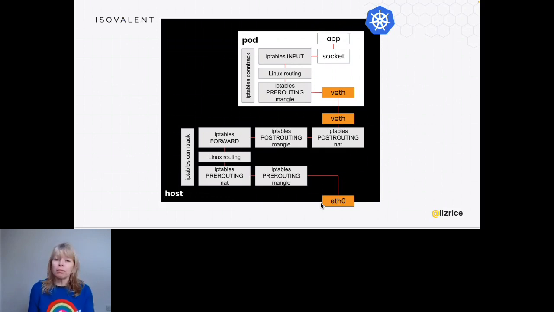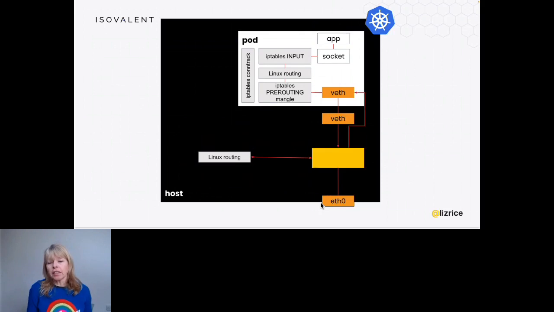And the longer this path is, the more it's potentially going to affect latency. With eBPF, we can intercept the packet as it arrives on that physical interface and redirect it straight into the pod's networking namespace. So we get to bypass a lot of that host networking stack, and that creates some really important performance improvements.